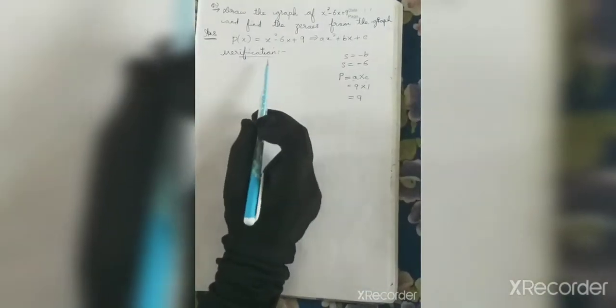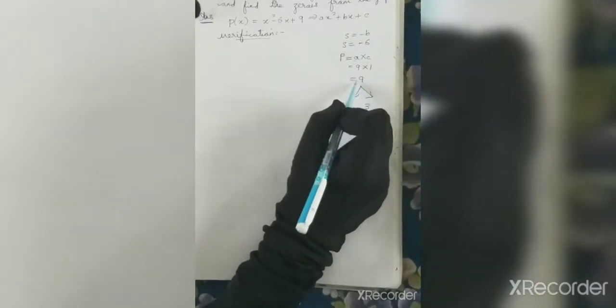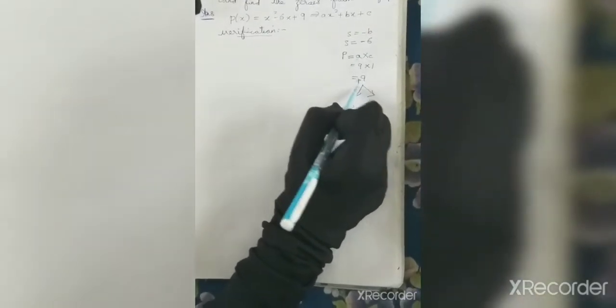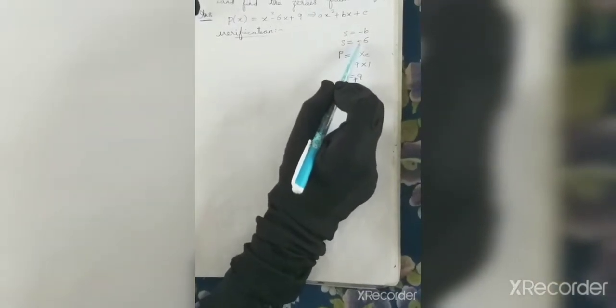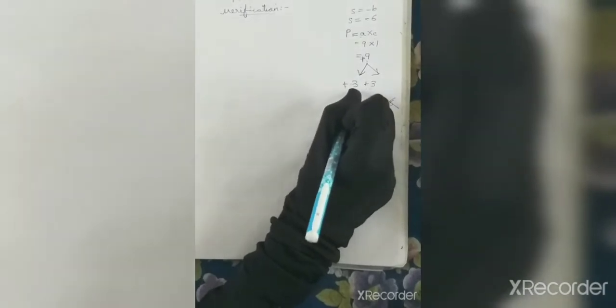So in order to do the verification, we need to find the factors of the product. What are the factors of the product? I can take 3 and 3. Why? Because I know 3 threes are 9. And what is the sign of the product? The sign of the product is plus. And the sign of the sum is minus. So I should choose the factors in such a way that the product is plus 9 and the sum is minus 6. If I take plus 3 and plus 3, I will get the product as plus 9, but I will not get the sum as minus 6, because plus 3 and plus 3 give plus 6. So I cannot choose the factors as plus 3 and plus 3.